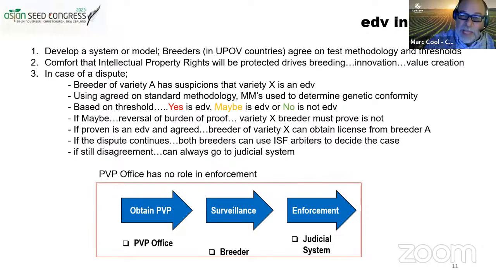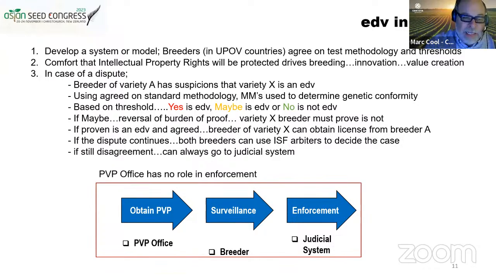So if there's proof that this is an EDV, then breeder X can ask for a commercial license and still be able to sell this variety and still provide this value to farmers. However, if breeder A doesn't agree, or if breeder X doesn't agree it's been proven to be an EDV, then there is a way to go to an ISF arbitration panel to help decide the case. That is the preferred approach within the seed industry. But if there's still disagreement after that, of course, both parties can still go to the court system.